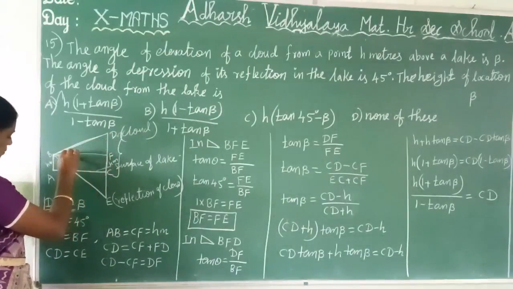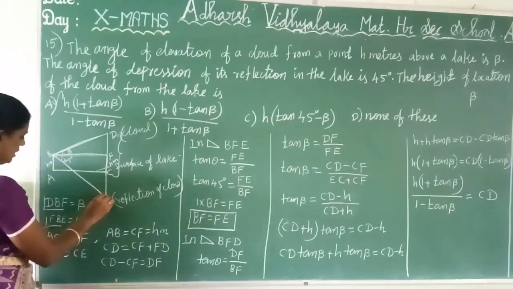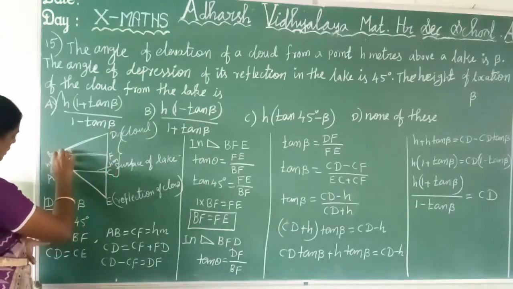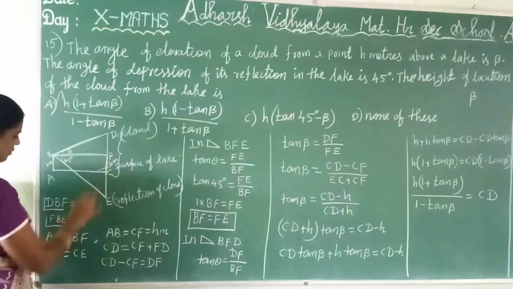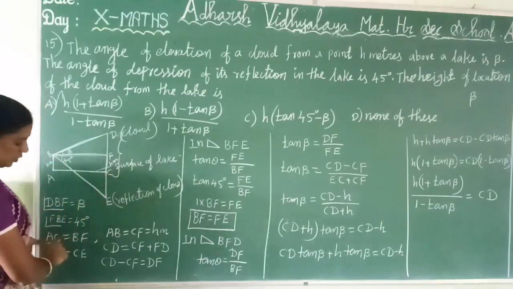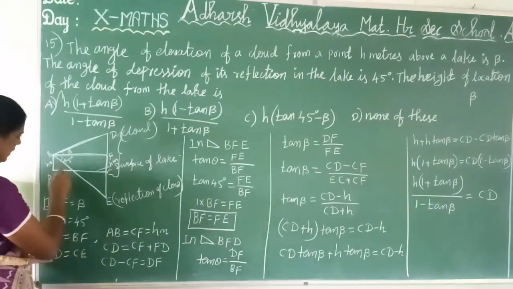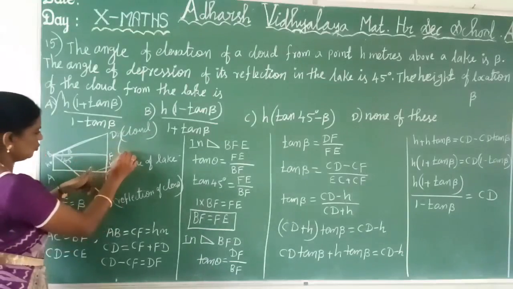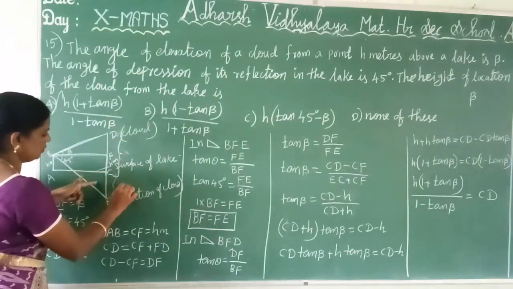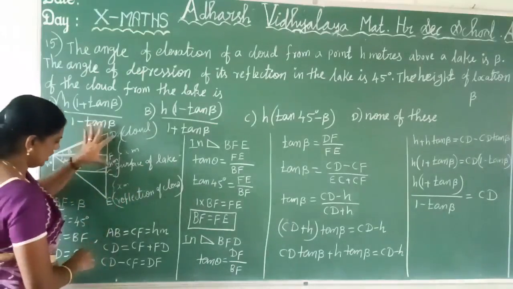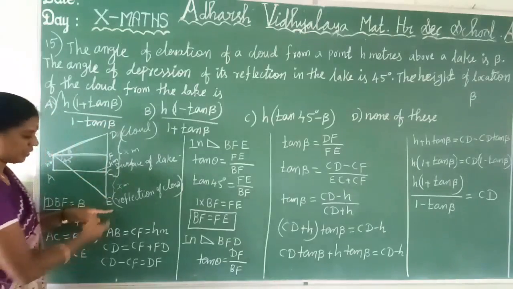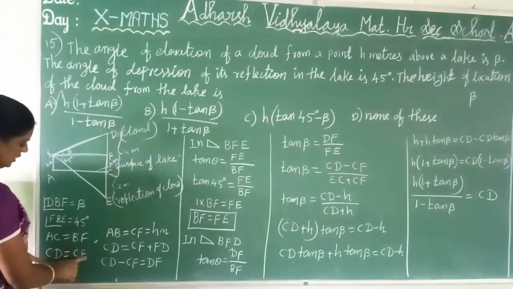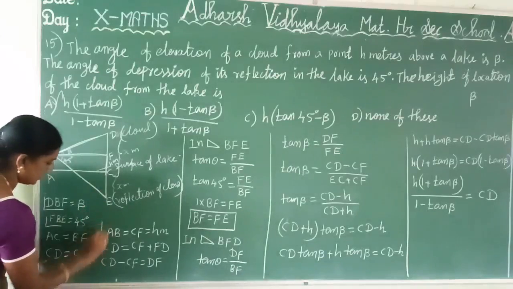DBF is beta, and FBE is 45 degrees. Here AC equals BF, because you make a rectangle. That's why AC equals BF. Next is CD. From this line, this reflection, suppose this one is x meter, the same is also x meter. Clear? So this length of reflection is inside the lake, and CD equals CE. You take x to mean x meter.